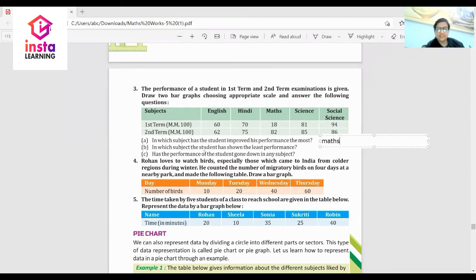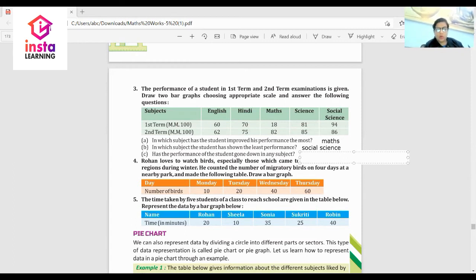After that, in which subject has the student shown the least performance? Least performance means the performance that is least, that is in social science. Okay. Now, has the performance of the student gone down in any subject? Yes, it has gone down also. It has gone down in social science. That's why least performance is given here. Here it will be social science.